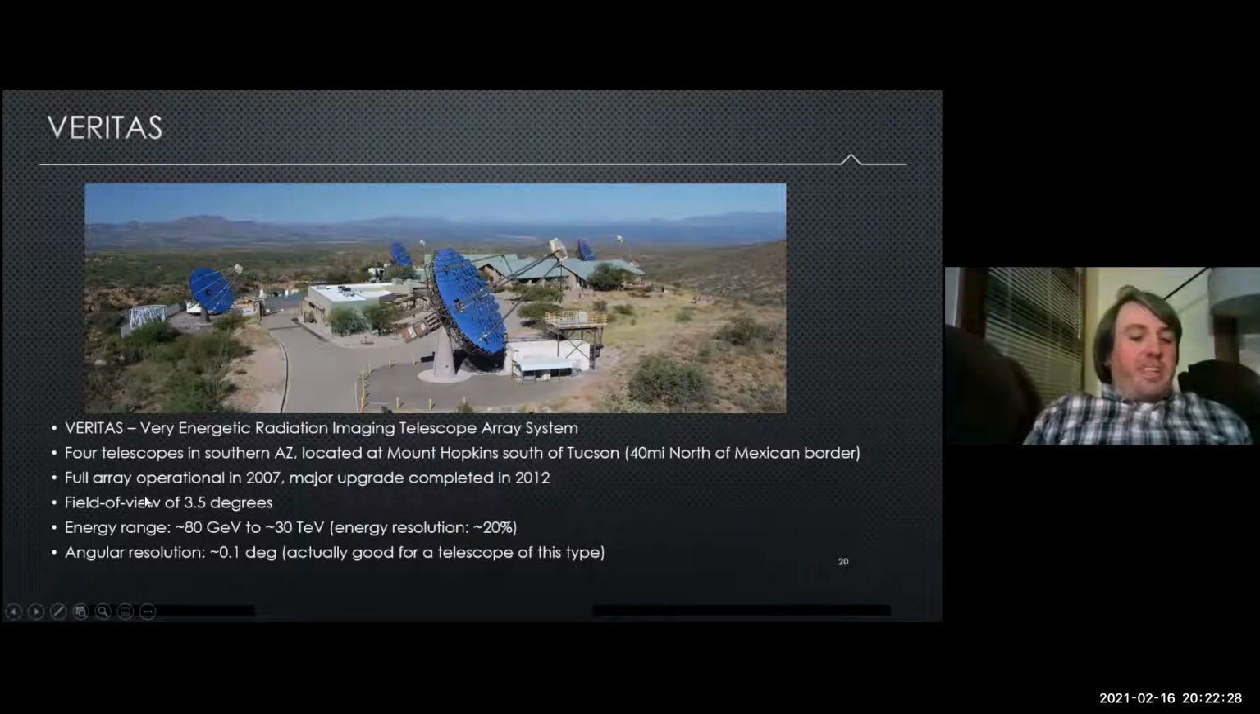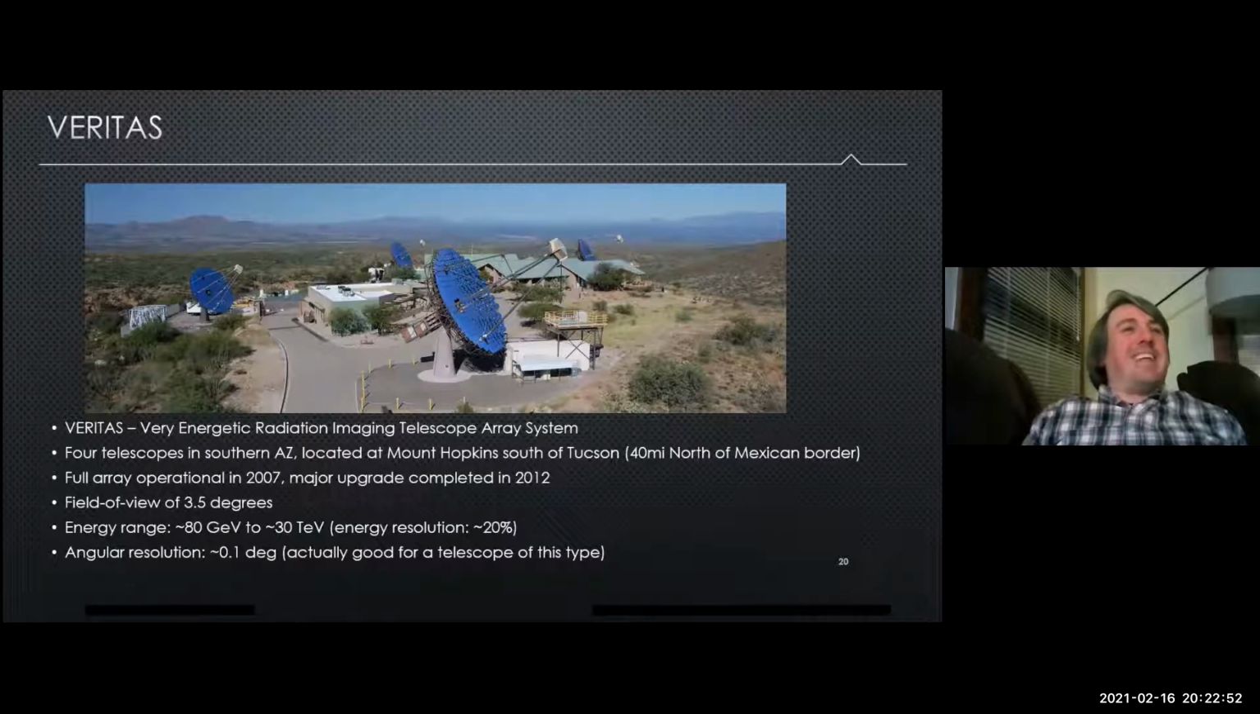The field of view of the array is about 3.5 degrees. The energy range is about 80 GeV to about 30 TeV with an energy resolution of about 20%, so that's an error based on what energies we can actually measure. The angular resolution is about 0.1 degrees, and you guys are probably saying, isn't that terrible? Actually, for telescopes of these types, 0.1 degrees is pretty good.